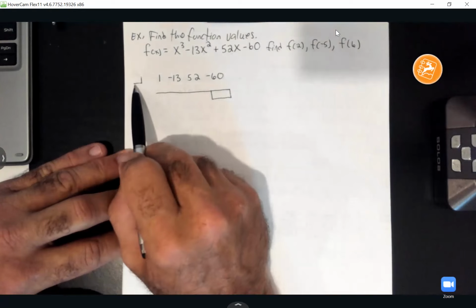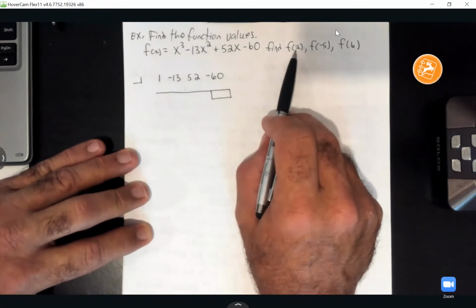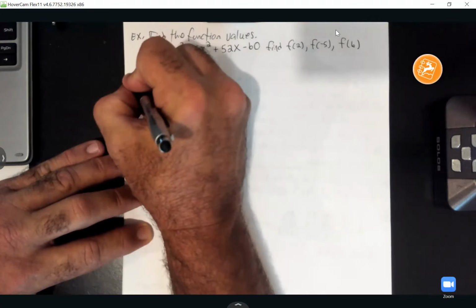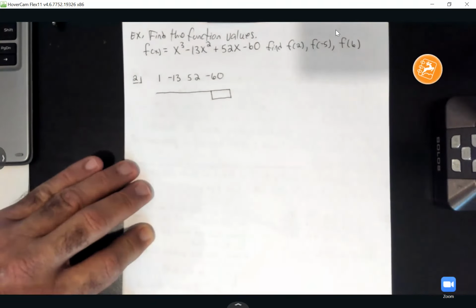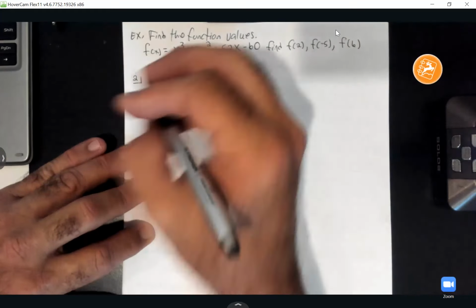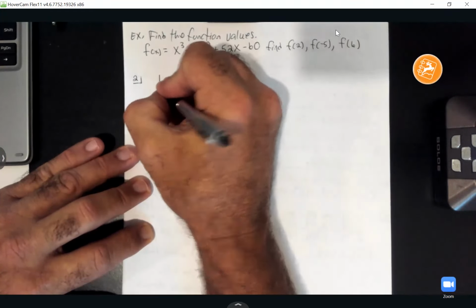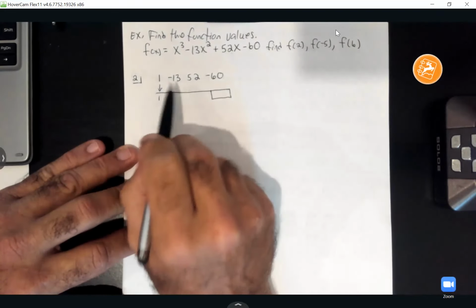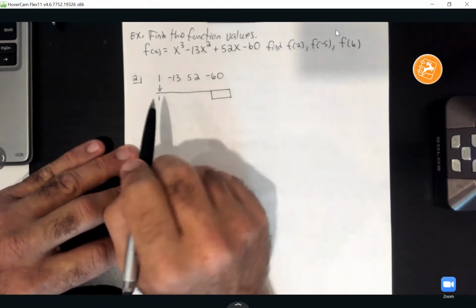So y'all, my first C is the first number they want me to check, which is a positive 2. So I'm going to put my 2 in for my C. All right, y'all, here we go. Let's spin it. So bring down the 1 all the way below the 9. Now we're just going to repeat our process till we're done.